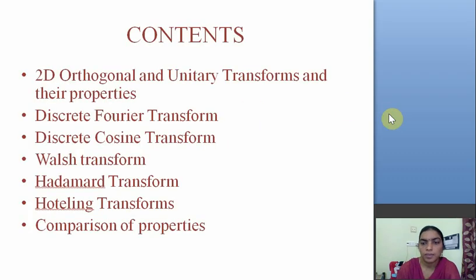Here the contents are 2D orthogonal and unitary transforms and their properties, discrete Fourier transform, discrete cosine transform, Walsh transform, Hadamard transform, Hotelling transform, comparison of properties of individual transforms.